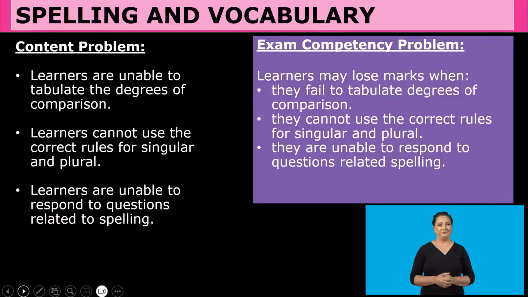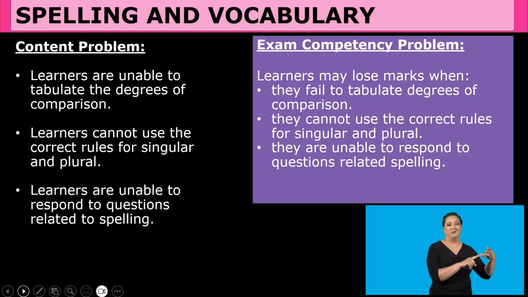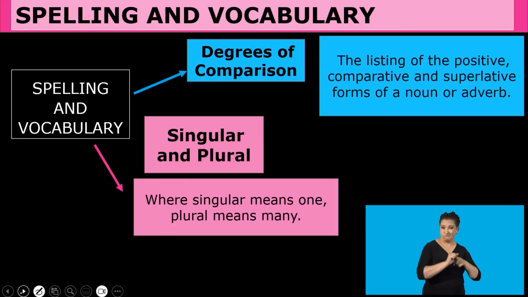We will now be digging into spelling and vocabulary. So let's move right ahead. Learners are unable to tabulate the degrees of comparison. They cannot use the correct rules for singular and plural, and they are unable to respond to questions related to spelling. Now, you may lose marks when you are unable to do any of those things that we've just mentioned for you. So you need to practice those skills, okay?